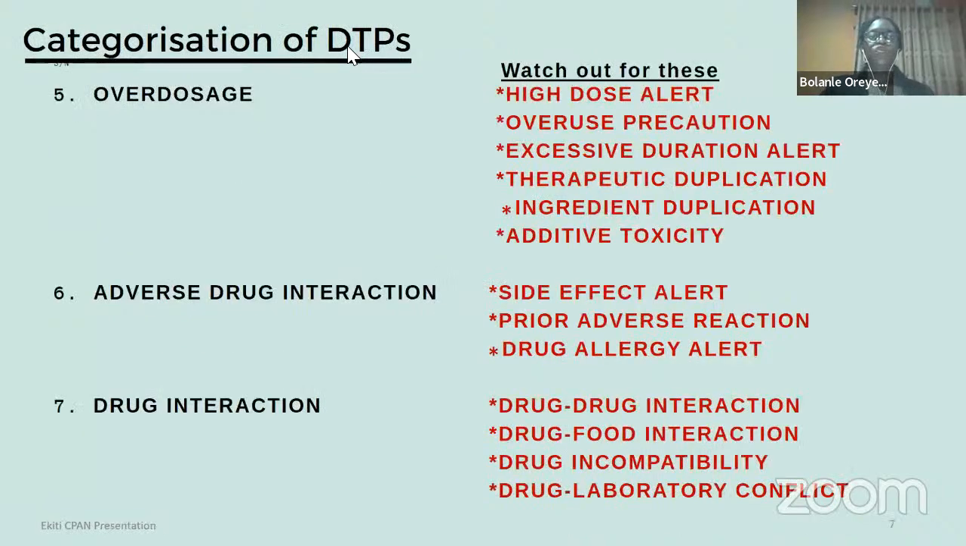We also have overdosage. In these situations, you have to watch out for high dose. You have to watch out for overuse. You have to watch out for excessive duration. You know, we mentioned short duration. We can also have excessive duration. You can have therapeutic duplication. You can have a physician prescribing drugs in the same category, and drugs in different categories to treat the same condition. For instance, I've seen prescriptions where you have cimetidine and omeprazole prescribed for the same patients, and you're wondering why.